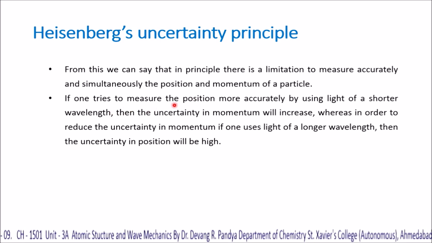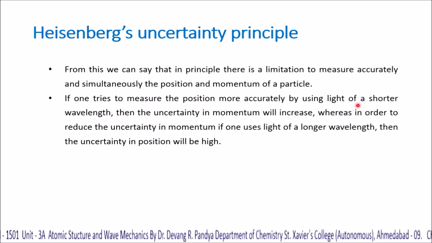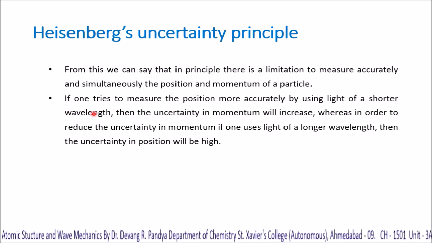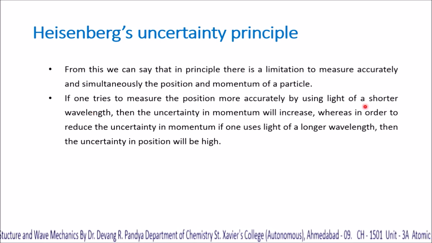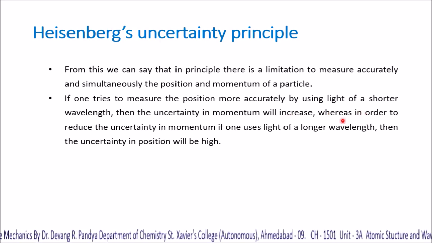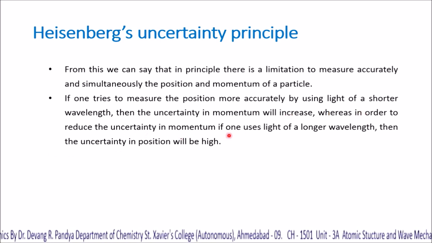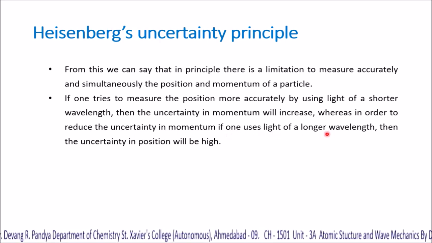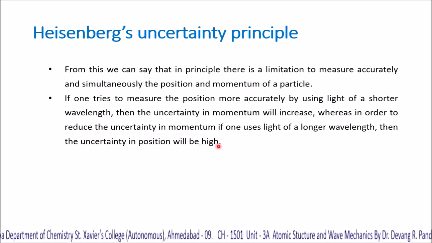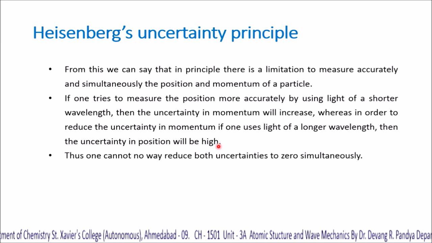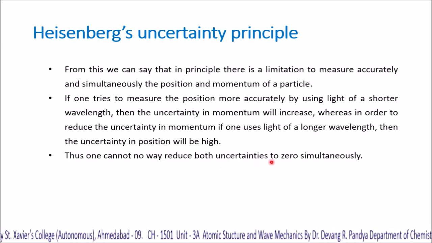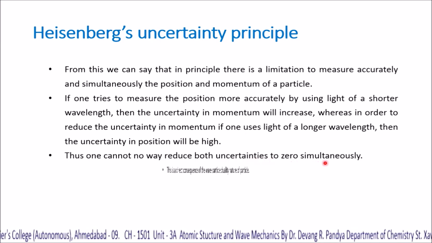If one tries to measure the position more accurately by using light of a short wavelength, then the uncertainty in momentum will increase. Whereas, in order to reduce the uncertainty in momentum, if one uses light with a longer wavelength, then the uncertainty in position will be high. Thus, one cannot reduce both uncertainties to zero simultaneously.